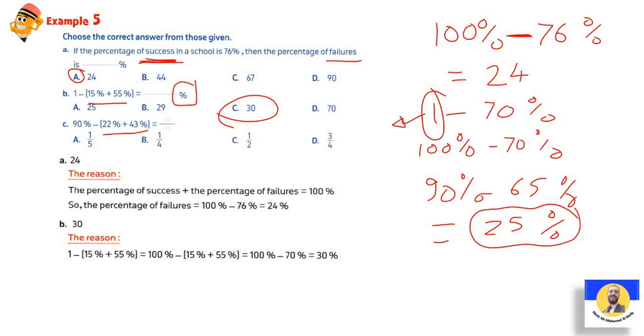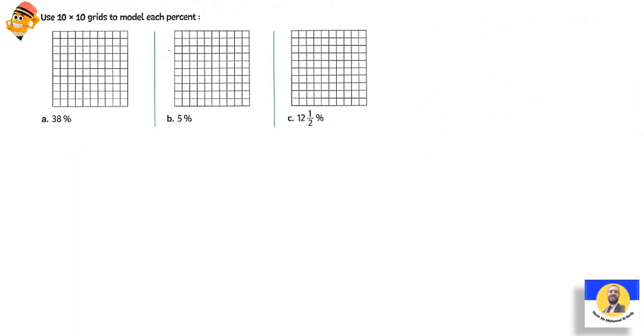25% means 25 over 100, which equals a quarter. Next, use 10 by 10 grids to model each percent. طيب معانا 38%. How can we grade it? It's easy. We can color the first 10, then 20, then 30. Then start to count 8: 1, 2, 3, 4, 5, 6, 7, 8.